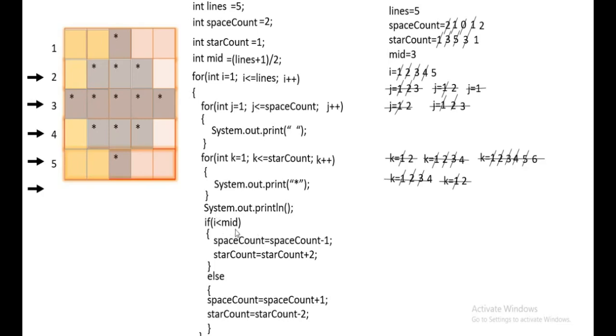Then if i is less than mid, that is 5 less than mid, not true, so do not execute this if block, execute the else block. Now space count becomes 3 and star count becomes -2. Coming to i plus plus, i becomes 6, but 6 is not less than or equal to 5, so end this for loop also. Here our logic part is also completed.